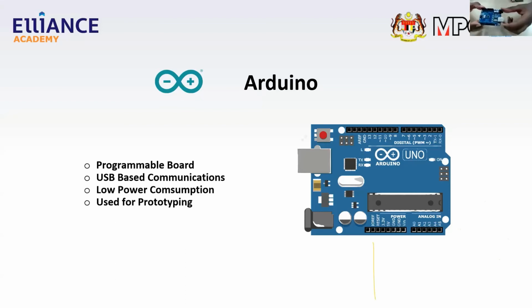So this Arduino is actually a microcontroller, which means it is a programmable board. Programmable here means it's a set of instructions that we write in order for it to function as we instruct. As this board is instructed, it works as we have programmed it.